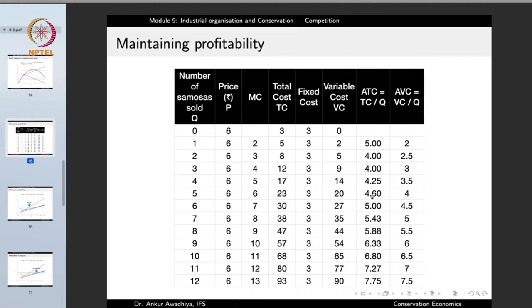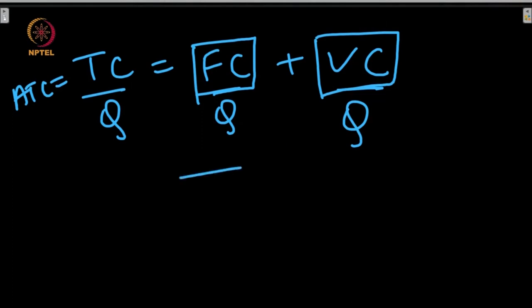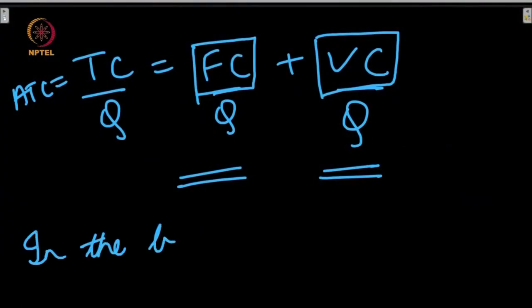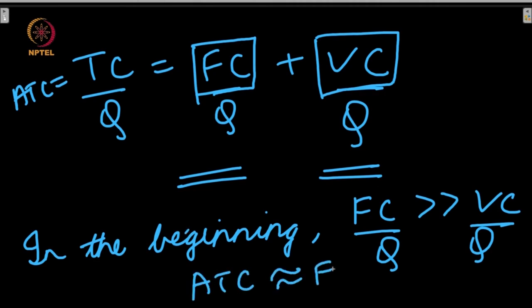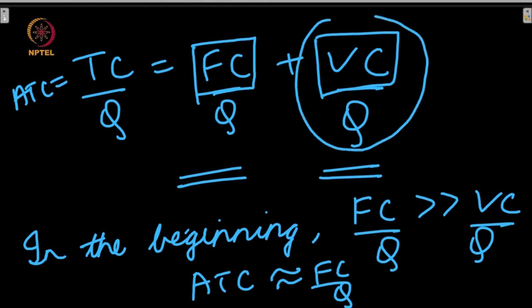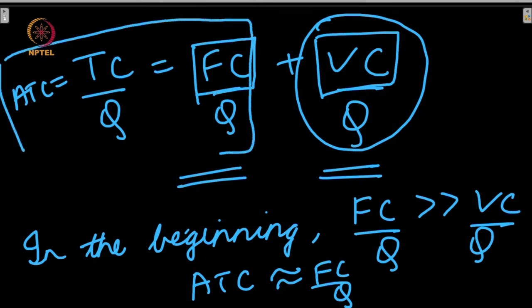Now, why does the average total cost reduce first? Because average total cost is this value plus this value. Now in the beginning, when we have a very small quantity of goods being produced, we have a substantial amount of fixed cost, but the variable cost is very close to zero because we are not producing anything. So in the beginning, the fixed cost is very much greater than the variable cost, which means that FC by Q is very much greater than VC by Q. And in this case, we can say that the average total cost is approximately equal to FC by Q, because FC is very much greater than VC, so we can neglect this term. And we can say that average total cost is roughly equal to FC by Q.